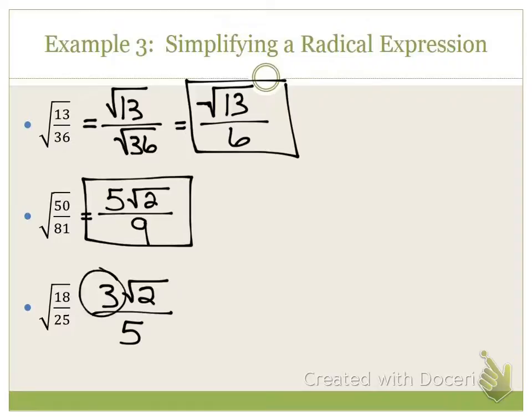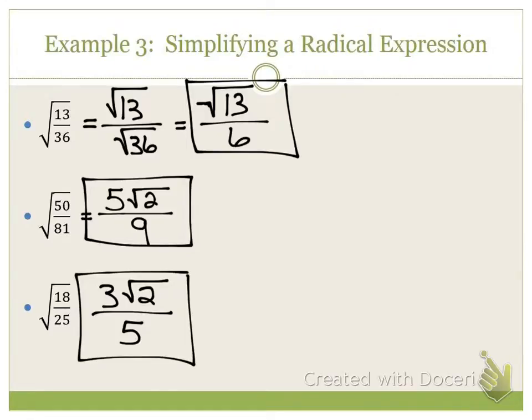But what does the 3 on the outside mean? Well, why is it there? Because 18, this number right here, had a perfect square factor in it, didn't it? What was its perfect square factor? 9. So I could pull out the square root of 9. That's where my 3 came from. Do you see that, guys? That's how I get to my answer, 3 times the square root of 2 over 5.